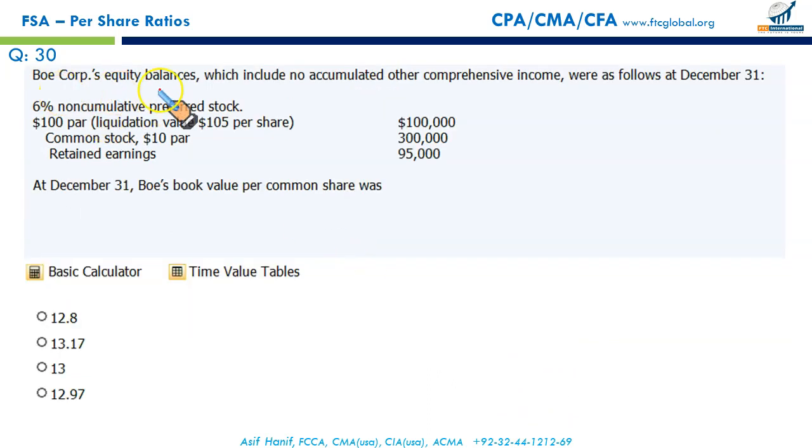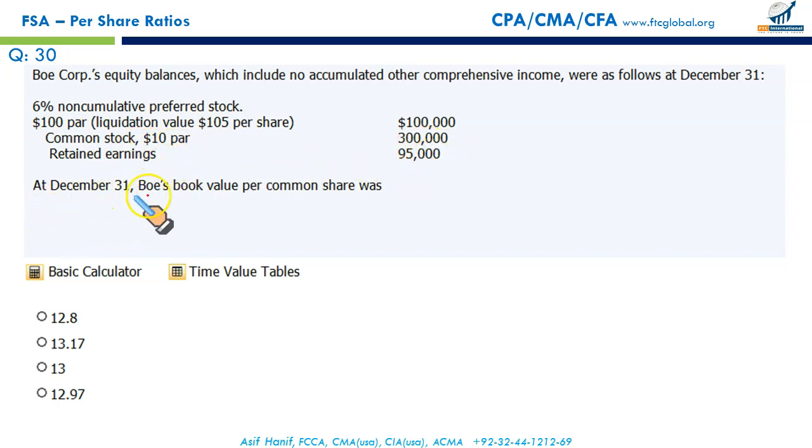Book Corporation's equity balances, which include no accumulated other comprehensive income, were as follows at December 31st. 6% non-cumulative preferred stock, $100 par, liquidation value $105 per share. Now this is important. It means when the preferred stocks are redeemed or paid off, you have to pay $105 per share. So you are paying back more than the par of the preferred stock. Common stock $10 par, $300,000, and retained earnings $95,000.